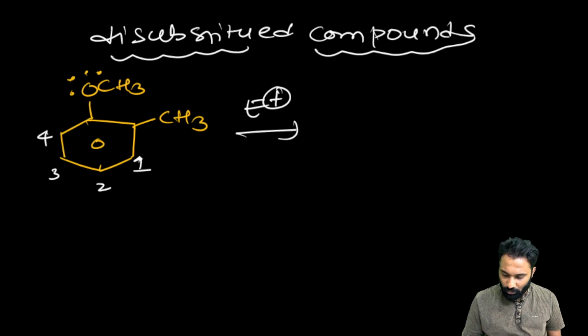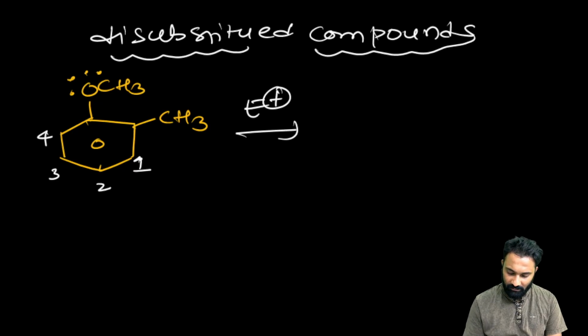Now listen. If you know, may I know at which positions the electrophile will attack and which one is major? This is very, very important. If you know, tell me. If not, tell me, I will explain. Four, sir. Major product is at which position?